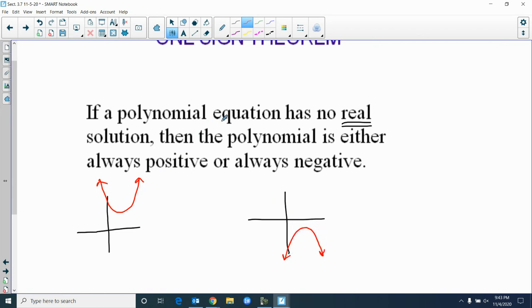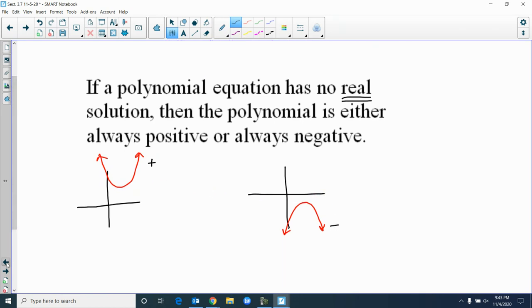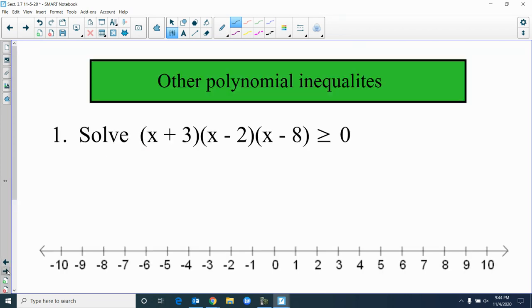Okay, but it's a one-sign theorem. They're always positive or always negative for that case. And that's when you have complex answers. All right, now that's mainly for quadratics on those first few. Okay, we have other situations here where we have higher degrees than 2.